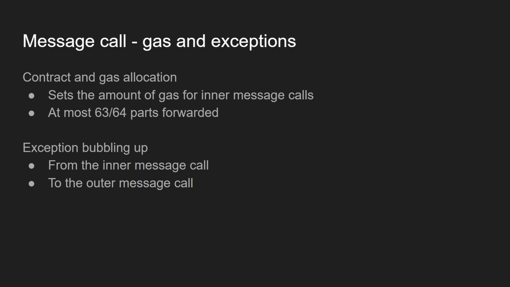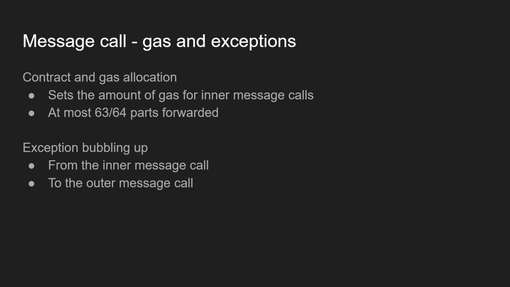Besides that, we also have another role of a message call. It allocates gas, or to be specific, it sets the amount of gas for inner message calls. There can be any amount of gas forwarded to the inner message calls, but at most it can be 63/64. So if we divide our initial gas amount into 64 parts, we can forward only 63 of those 64 parts. So that's the upper limit, and any amount below that can be forwarded to the inner message call.